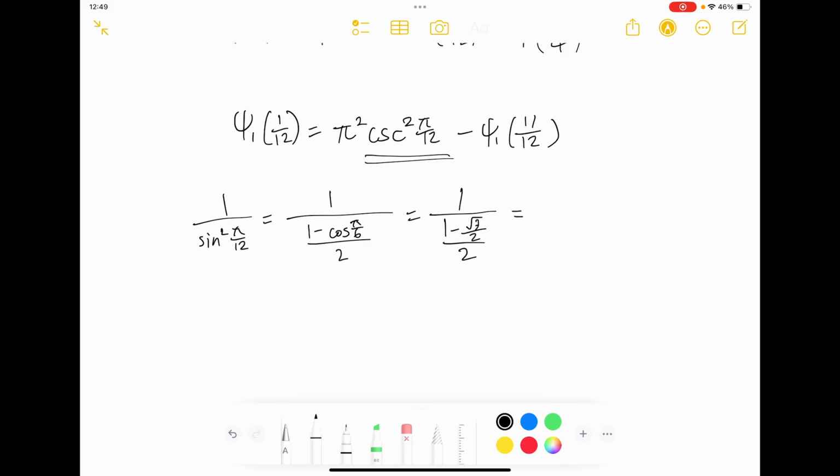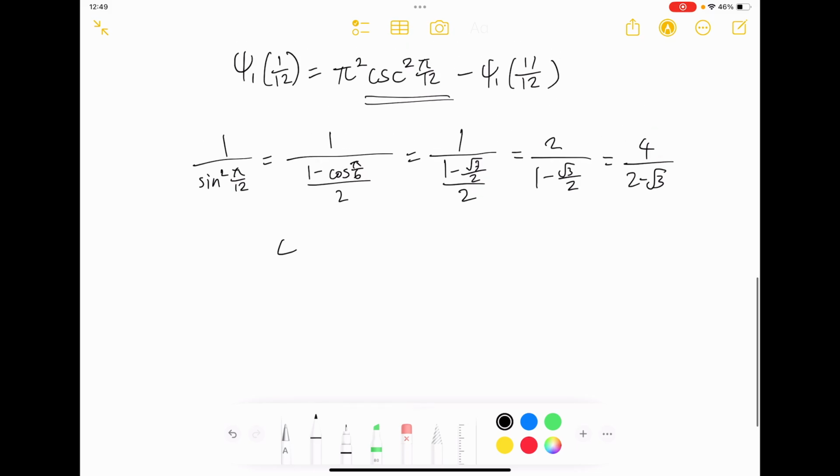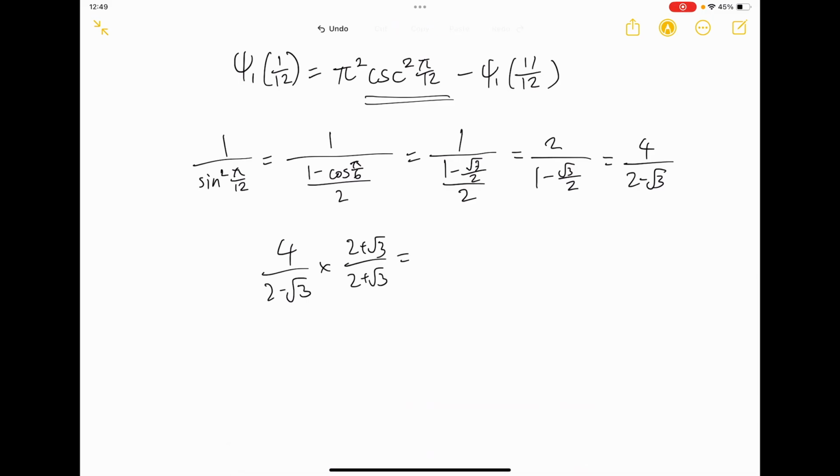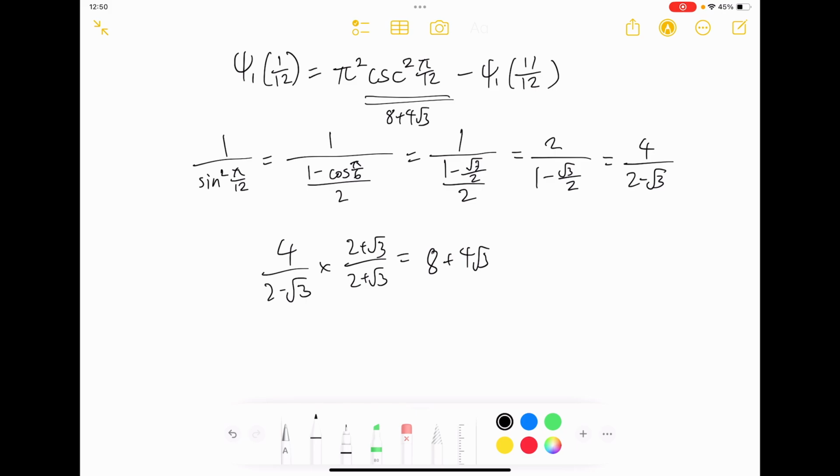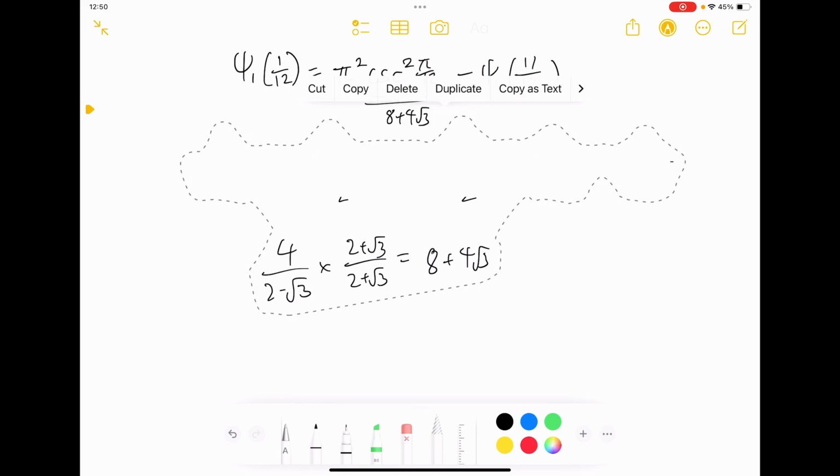So let's reciprocal the entire thing and multiply the top and bottom by 2, so we get rid of the fraction. So we have 4 over 2 minus root 3. And let's rationalize it. So 4 over 2 minus root 3 times 2 plus root 3 over 2 plus root 3. The bottom's going to get us 4 minus 3, which is 1, a squared minus b squared. The top is going to get us 8 plus 4 root 3. So great, this is equal to 8 plus 4 root 3. That was nice.